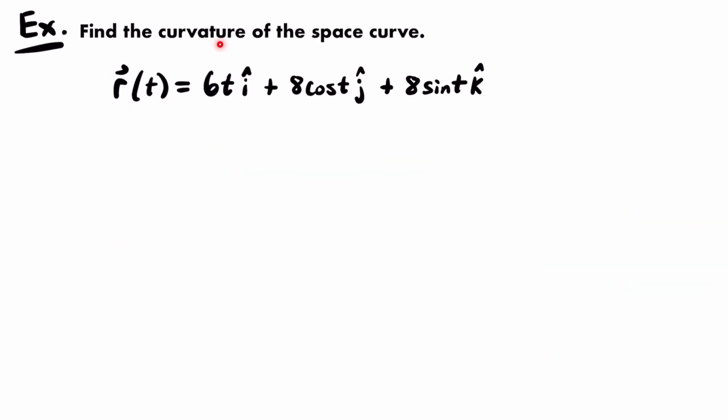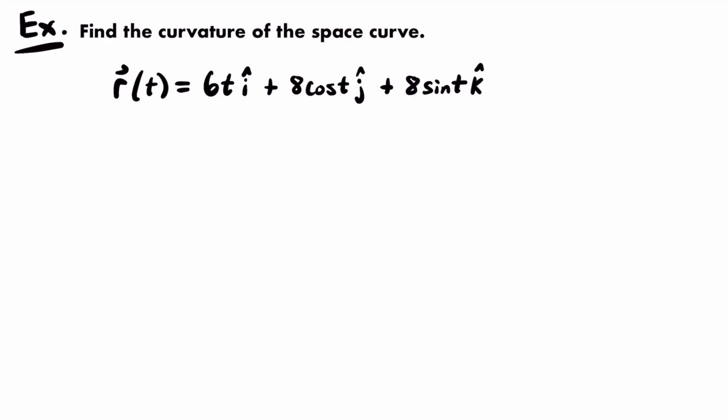Next up, we want to find the curvature of the space curve, and our space curve is given by the vector function r of t, which is equal to 6ti plus 8 cosine tj plus 8 sine tk. Okay, so this time around, our vector function is not given to us in terms of the arc length parameter s. It's just in terms of some other parameter t, so we're not going to be using the same formula that we used in the first two examples. Instead, we're going to make use of one of those two other formulas that are useful when a vector function is given in this way.